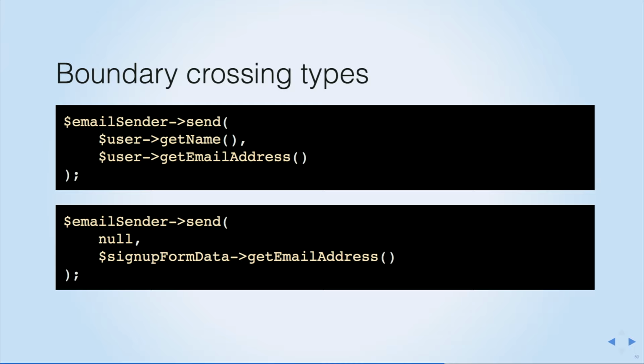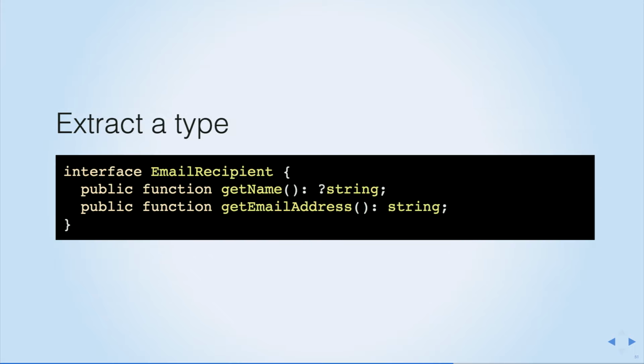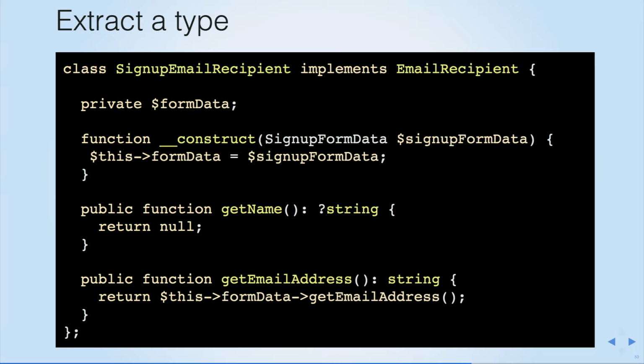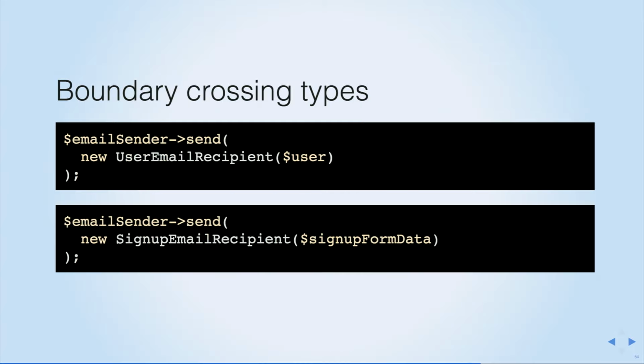There is a type in here, but you can't see it because we haven't given it a name. So we can extract a type from this, and we're going to give it the name of email recipient. And we need to make two implementations. Again, very boring code. One, user email recipient, that we create from a user object, and a second, sign-up email recipient, that we can create from the sign-up form data. And we can refactor the code that uses those, and we can now pass the email recipient type around.